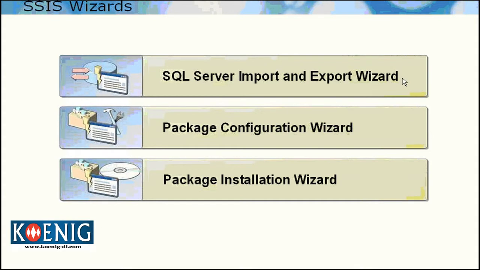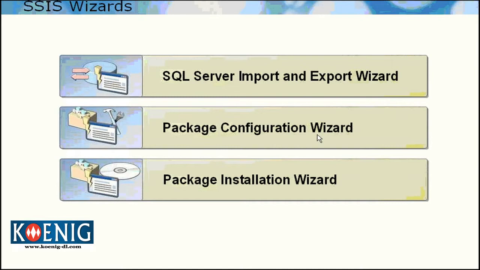Then we have the SQL Server Import and Export Wizard, to import and export data from source to destination. Then we have your package configuration wizard. Suppose in my package I have parameters and I want to give the input of those parameters at runtime. Suppose you want to change the location where you want to save the package, or change the connection string at runtime.